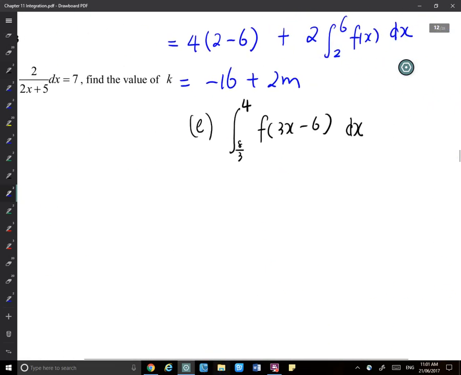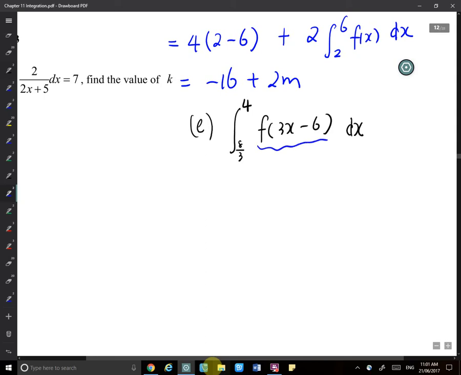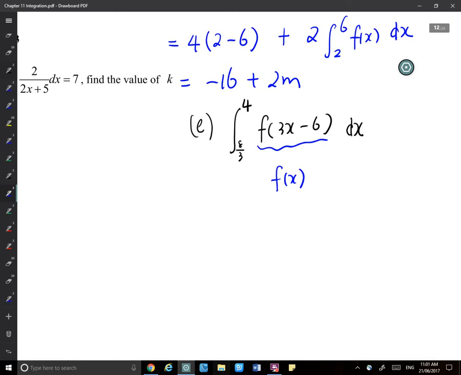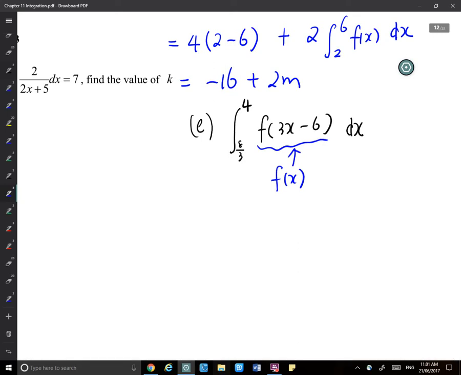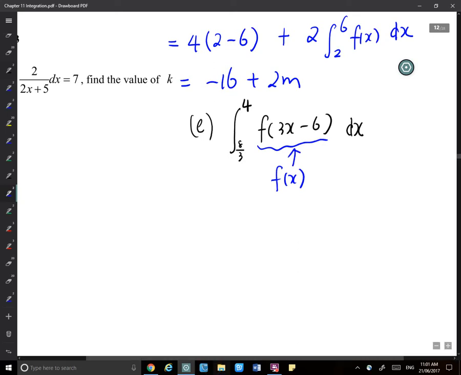Have a think about, okay, compare this f function and this f(x) function. What kind of translation or transformation has been applied? Like how does f(x) become this? Just let me know that. How does f(x) become that?